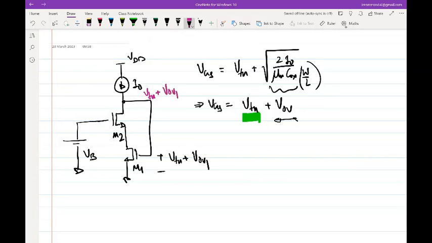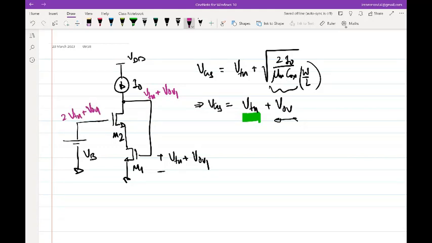If M2 has to be in saturation, then what is the maximum VB that I can have? Will this be higher or lower than VTH plus V overdrive? Maximum VB. Yeah, so one threshold voltage higher, right? The gate can go one threshold voltage higher than the drain while keeping the transistor in saturation. So this will be 2 VTH plus V overdrive 1.